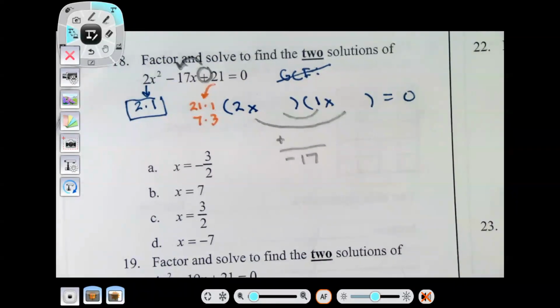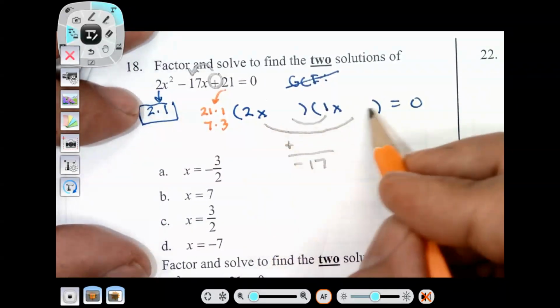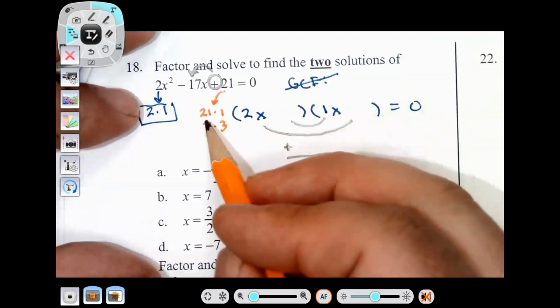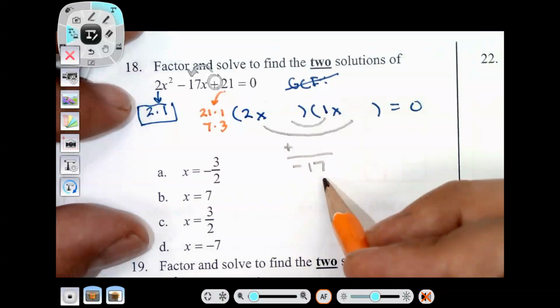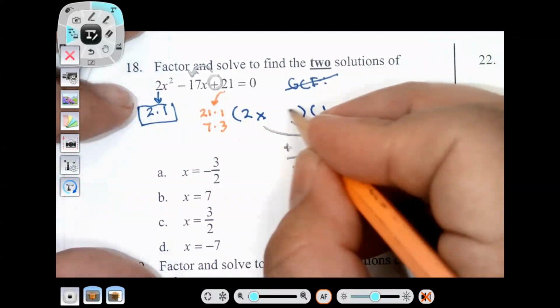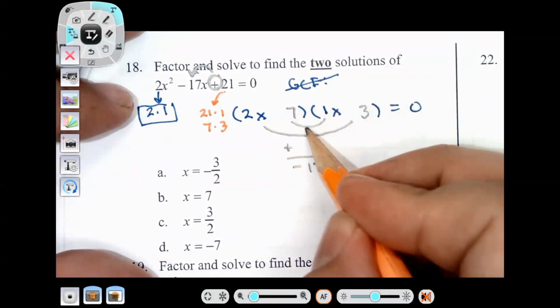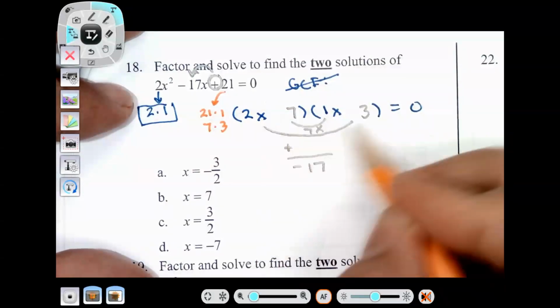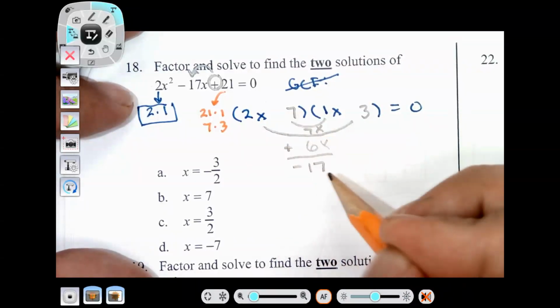So let's see what works. Now, I know I have to multiply by 2. So 2 times 21 doesn't sound like a nice number there, especially not if I'm going to add to get a 17. So I'm going to try the 7 and the 3 first. So I try 7 and 3, and let's see. 7 times 1 is 7. 2 times 3 is 6, but they add up to 13, not a 17.